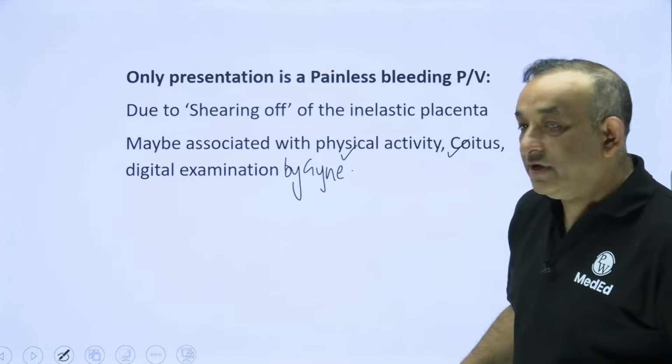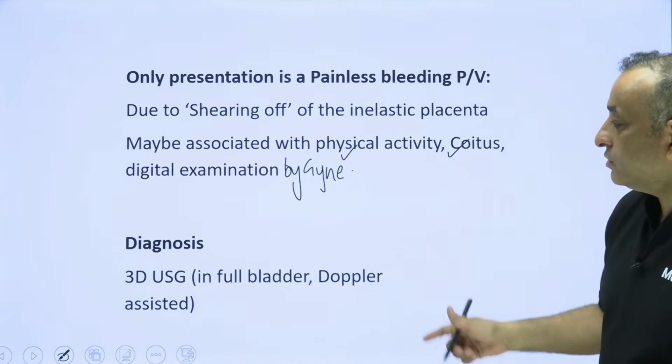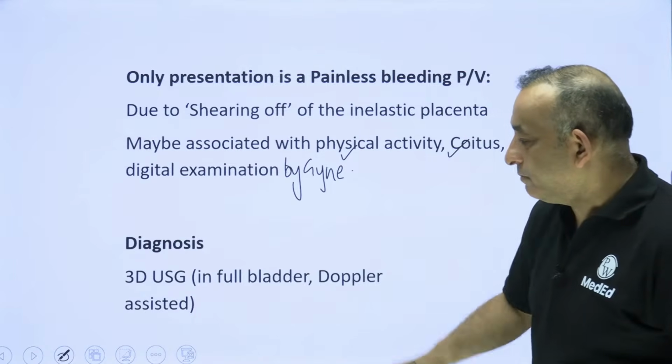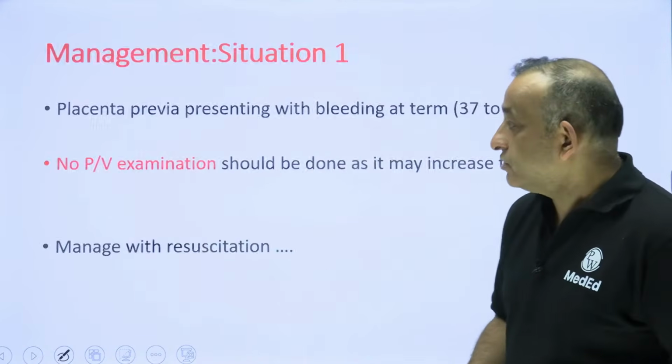So please do not make this mistake of doing a digital examination if you've seen that a placenta previa is there. Okay, then diagnosis of placenta previa can be done by ultrasound with a full bladder, which is Doppler assisted, which is the best method of doing the diagnosis of placenta previa.